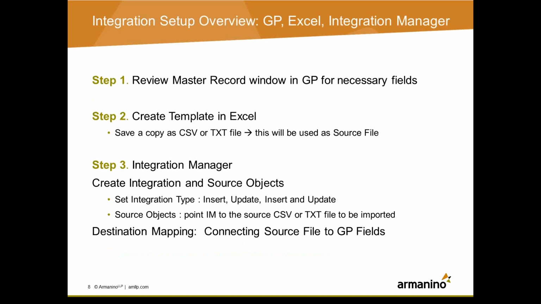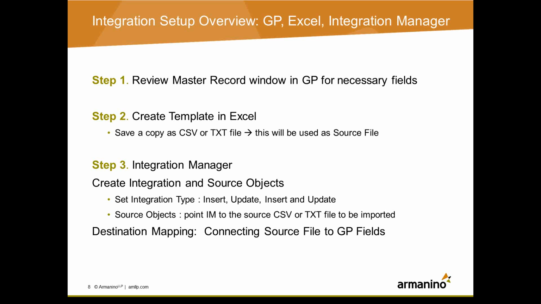I like to see this more as a 3-step integration. 3-step meaning that the first step is to review the actual fields in GP. The second step would be to create the template in Excel and save it as a CSV or a text file, which will be used as the source file. And the third step would be in Integration Manager, where we would create the integration and the source objects, and finally map the destination, which is connecting the source file to the GP fields.